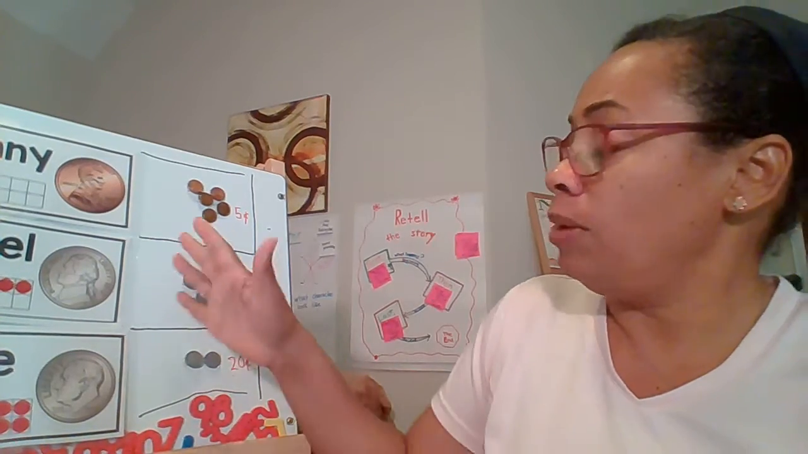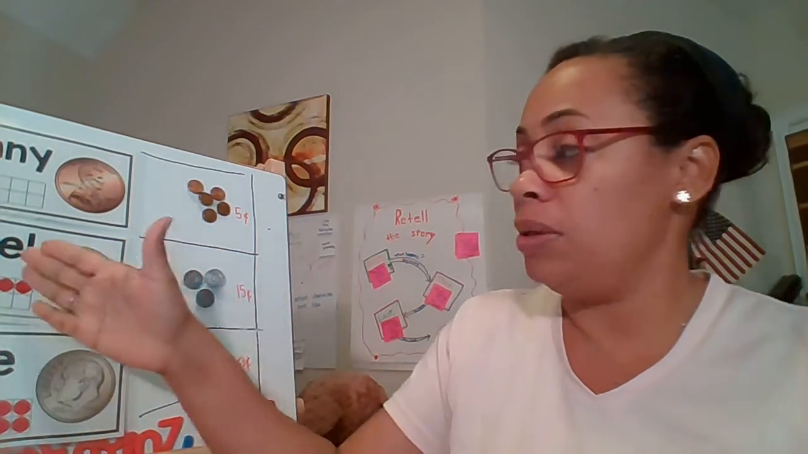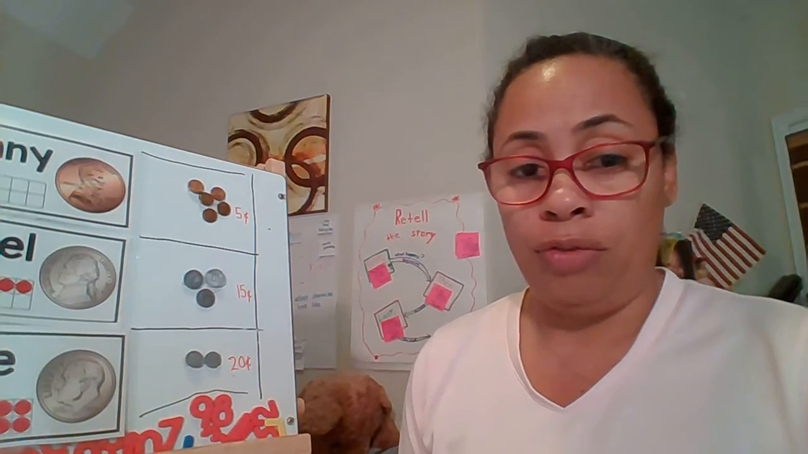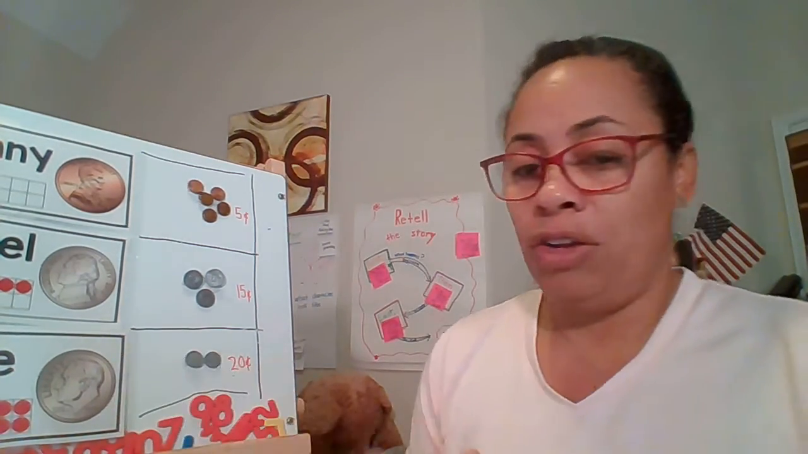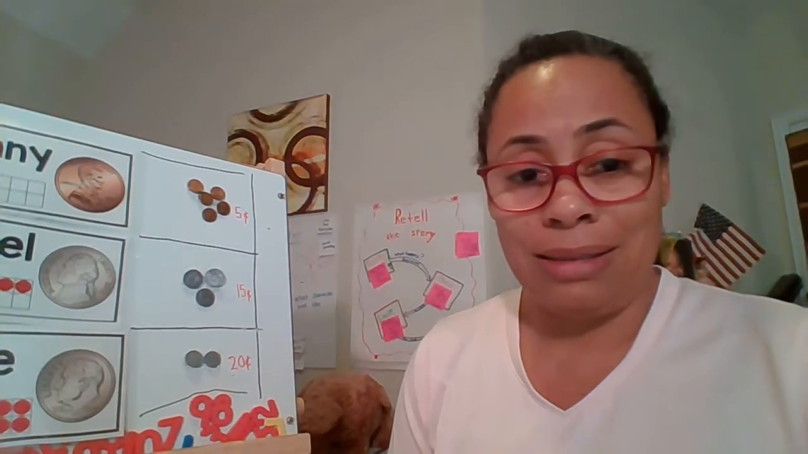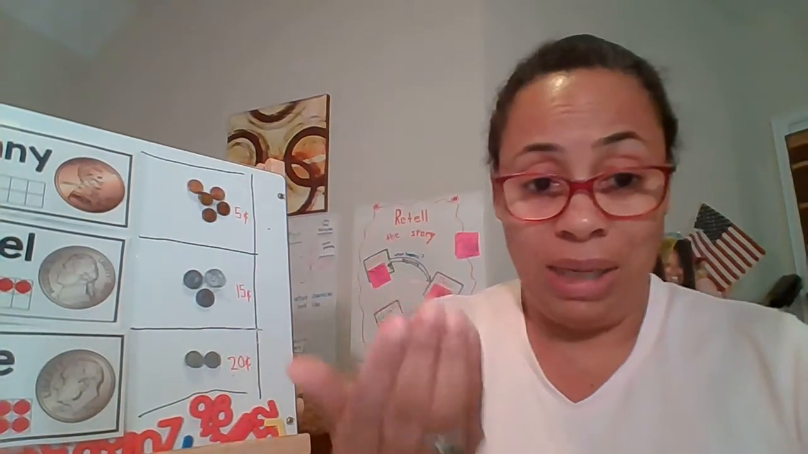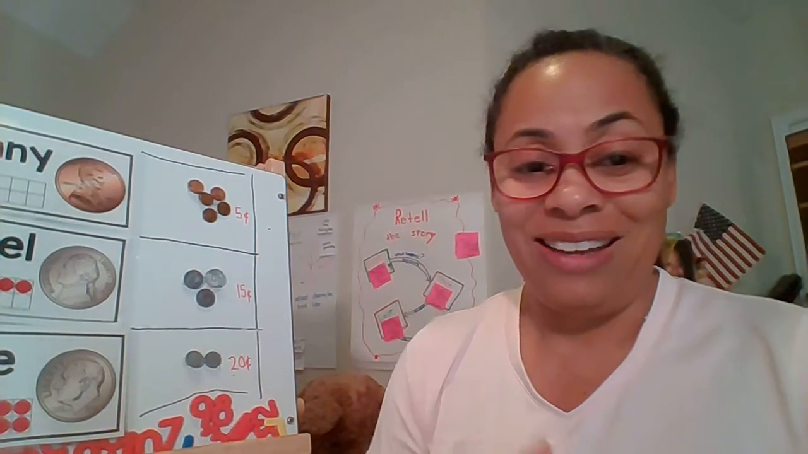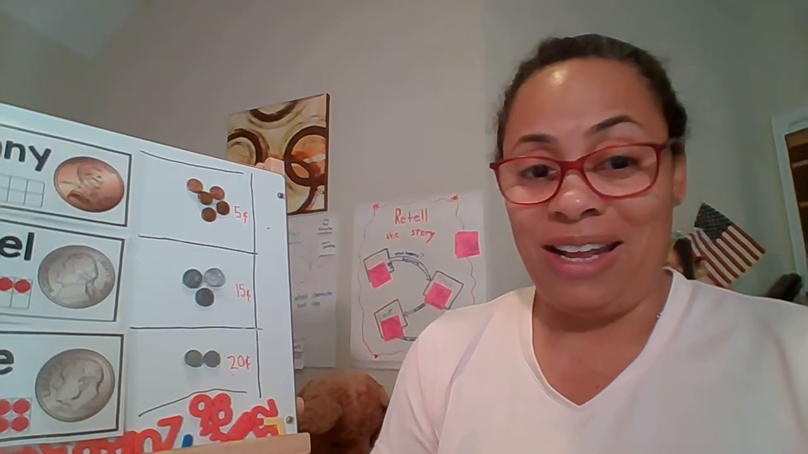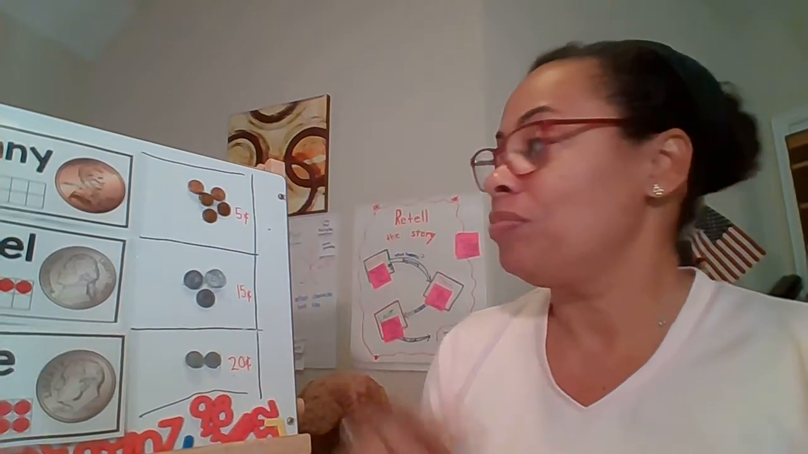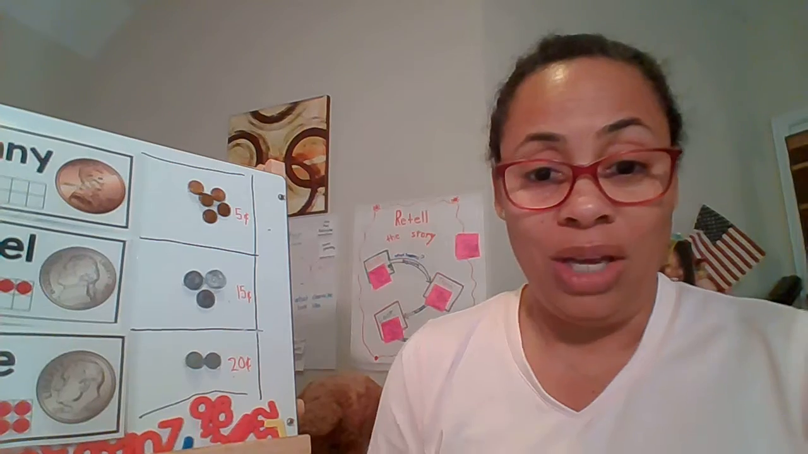My 3 nickels. No matter how many nickels you have, you're going to always count by fives when you want to know the value of your nickels. When you know the value of your dimes, if you have a handful of dimes, you're going to always count them by tens. And if you have a handful of pennies, you're going to always count them by what? Ones. Very good.